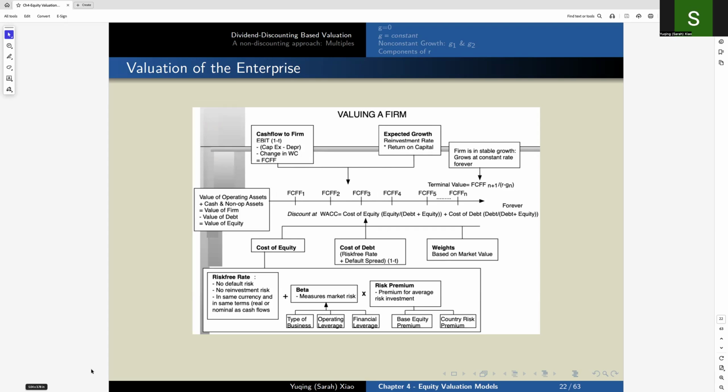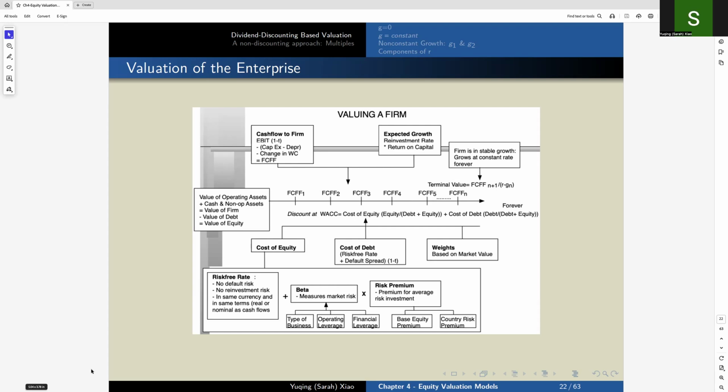Another angle is to value the entire firm, the enterprise value. Here, instead of looking only at equity cash flows, we consider all cash flows the business generates before payments to debt and equity holders. Then we discount those at the firm's weighted average cost of capital, or WACC. Once we get the total enterprise value, we subtract debt to find the equity value. This approach is widely used in practice, especially for companies that don't pay dividends or are heavily levered.